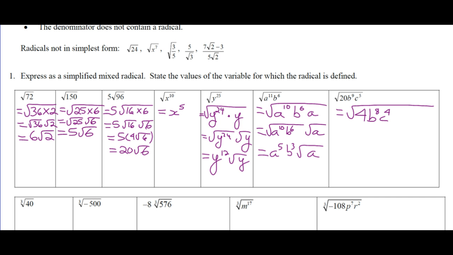So here's what I've done. I've written down all of the factors of 20, b to the 9th, c to the 5th which have a square root, or which are perfect squares. Okay, that makes sense? Now, what's left? I still need a 5, and I need a b, and I need a c. So, has a square root, doesn't have a square root. Okay, so we split it. Has a square root, doesn't have a square root.